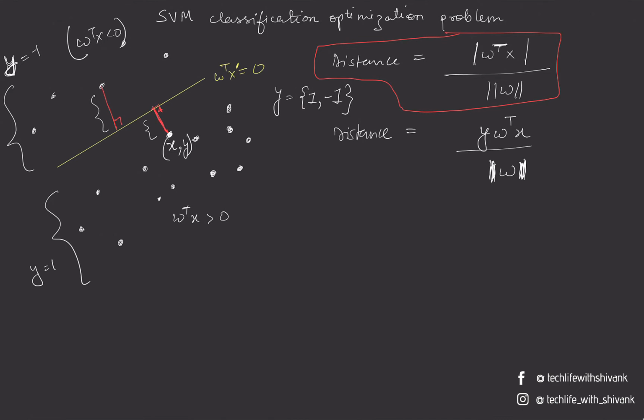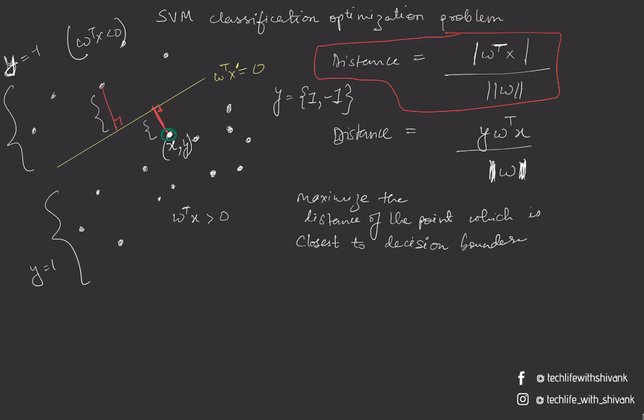Now the objective of SVM is to maximize this distance for the support vectors. What we can do is look at all of these points and find the point closest to this decision boundary. Out of all these points, I think the point closest to this boundary is this point. So we look at all the white points and find the point which is closest to the boundary, and we maximize the distance of the point which is closest to the decision boundary. So here we need to maximize the distance of the green point.